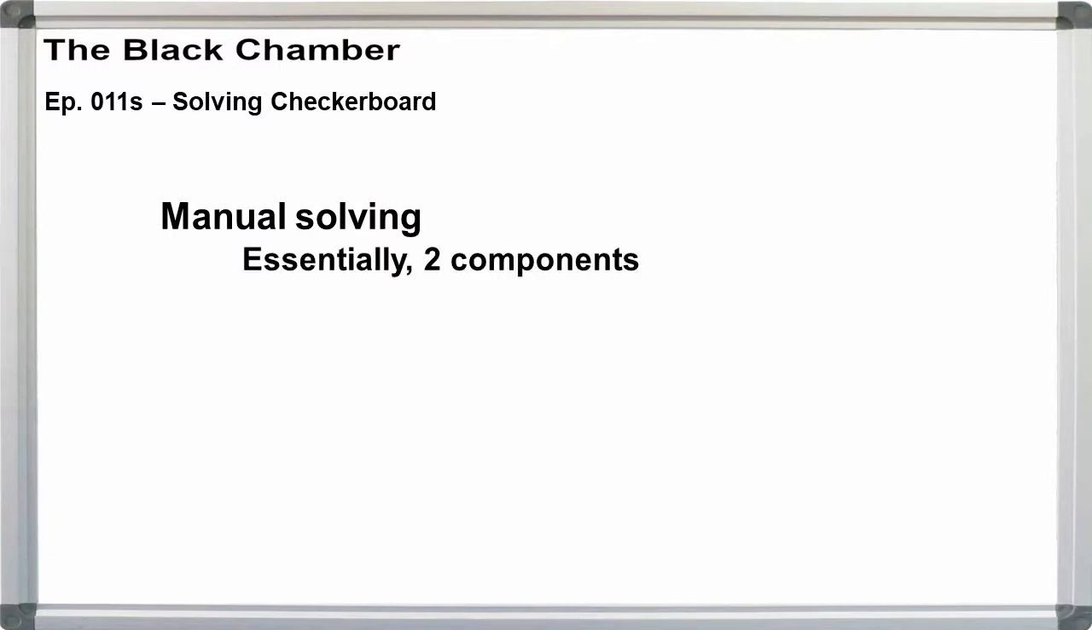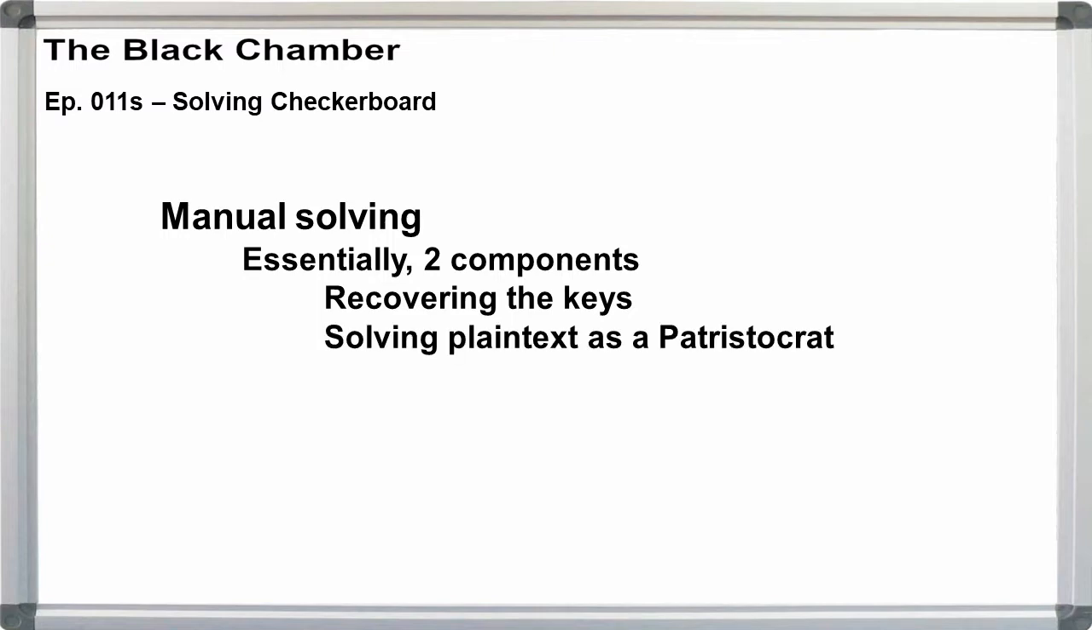There are effectively two components for solving checkerboard ciphers. The first involves recovering the keys. The second is solving for the plaintext message as you would for regular simple substitution. That is, as a patristocrat with no word divisions or punctuation.